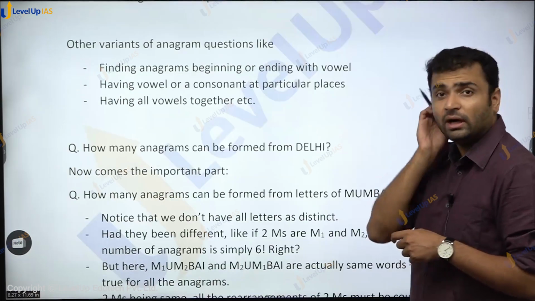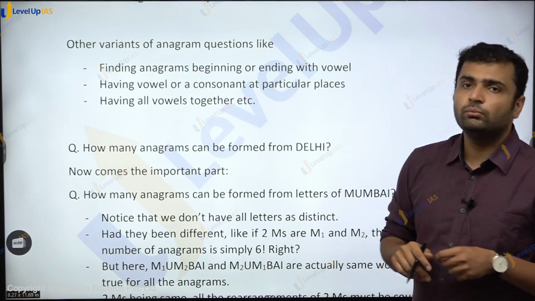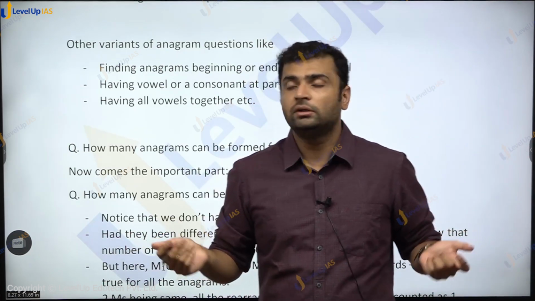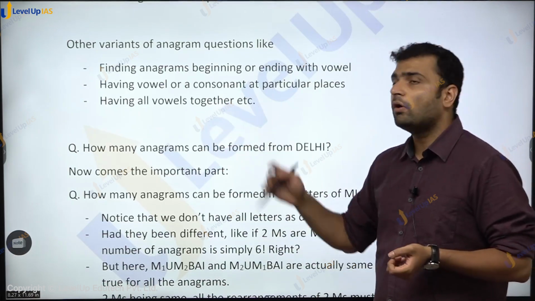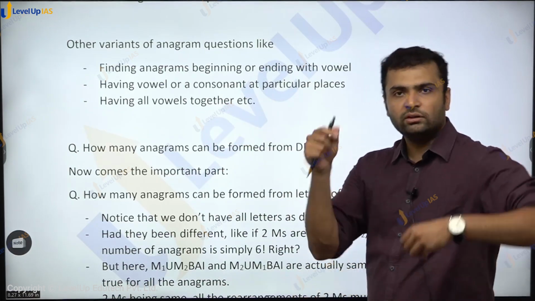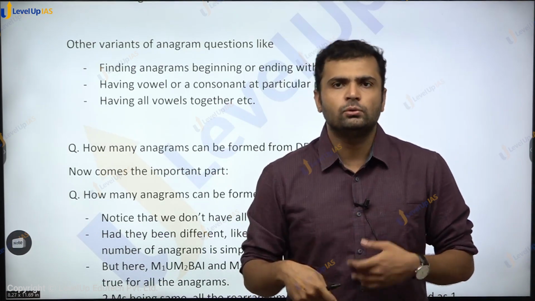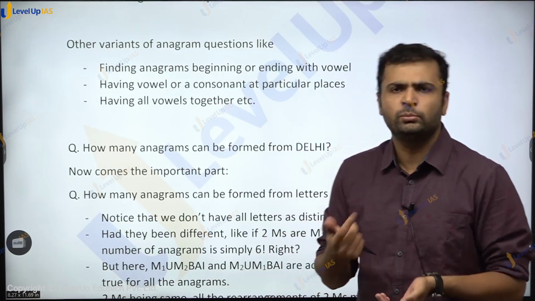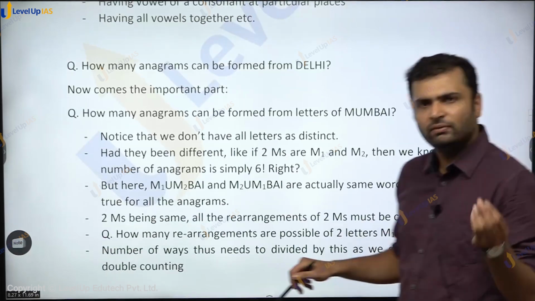Now what about other questions? Such as: find anagrams beginning with or ending with a vowel, or find anagrams with all the vowels together, or vowels at third and fifth position, etc. These can all be variations. Variants of these questions can get asked, but let us see how to solve them very simply.